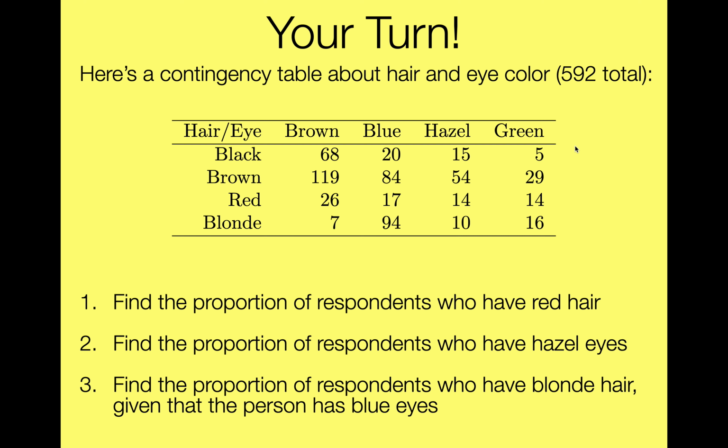In this try, I have a contingency table on hair and eye color. You'll see hair color is on the rows: black, brown, red, and blonde. And then eye color: brown, blue, hazel, and green. I ask you to find 3 proportions. You'll see that the first 2 are marginal proportions, and the third is a conditional proportion.